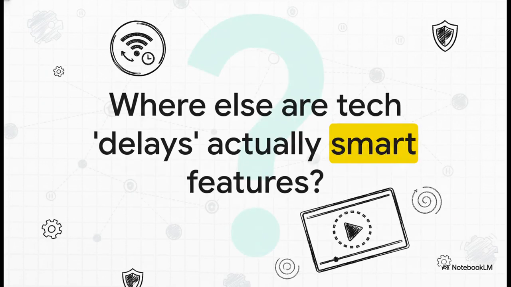Now that you see how a delay can be a feature, not a bug, where else do you see it? Think about that little buffer when you start a video stream, or the pause before your phone finds a Wi-Fi signal. How many of those little moments of lag that we complain about are actually the systems being smart, protecting themselves, and making sure everything runs smoothly? It kind of makes you look at the world a little differently, doesn't it?